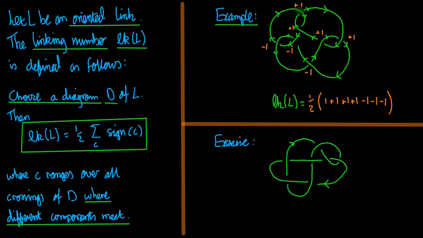So let's erase these little blobs and let's work out what the different components are. So let's start on this component and see how much of the link it gives us. It's that part. Let's choose a different color and a different component. There we go. And let's choose a final color and the final component. So we see that the link has three components. Now, where do different components meet?